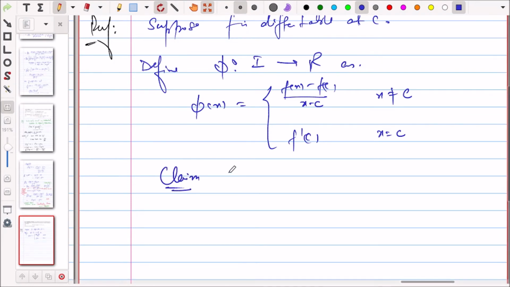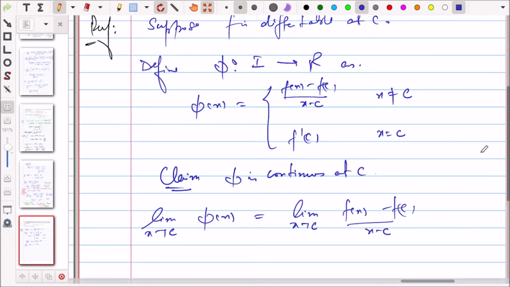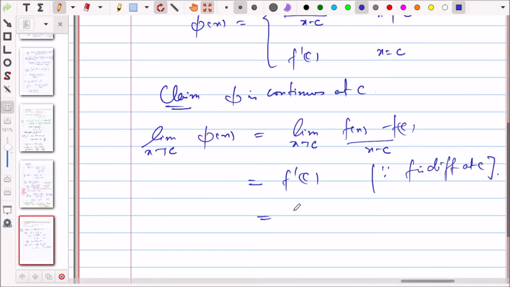Claim: phi is continuous at C. So for that we will take limit x tends to C phi x. So this will be limit x tends to C f(x) minus f(c) upon x minus c, right, which is equal to, so what will be this limit? This is f dash c. Why? Because f is differentiable at C, so which is equal to our phi of C. हमने इसको phi of C डिफाइन किया है.